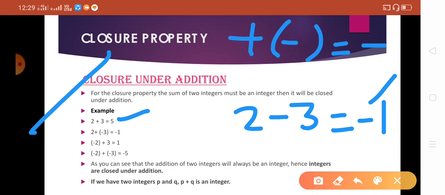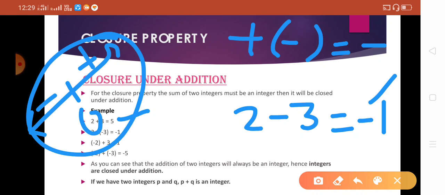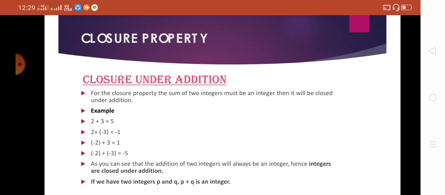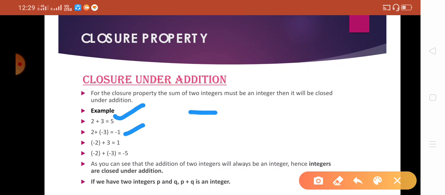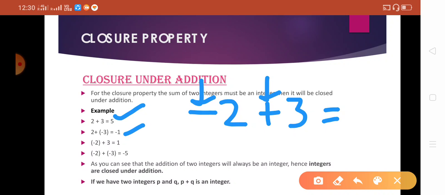What are integers? You have a number line, here positive values, here negative values. All these are known as integers. So minus 1 is also an integer, 5 is also an integer. Now take minus 2 plus 3. 3 is greater, minus 2 is smaller, and the signs are opposite. Whenever opposite signs are there, we subtract. So 3 minus 2 is 1, and the sign will be of the greater number. So 1 is also an integer.